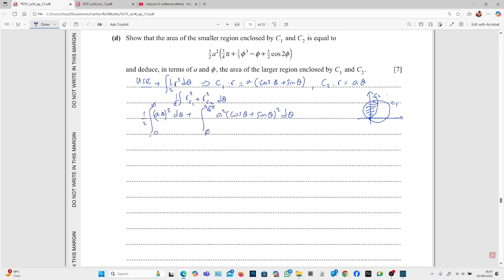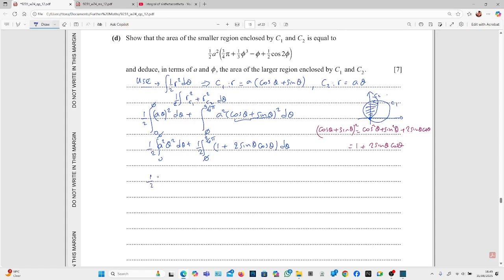Now we're going to try to integrate both of them, but before we do that, we have here cos theta plus sin theta, which needs to be expanded. And if we were to expand this, we're going to get, from quadratic expansion, this is what we get. Now let's try and integrate this.